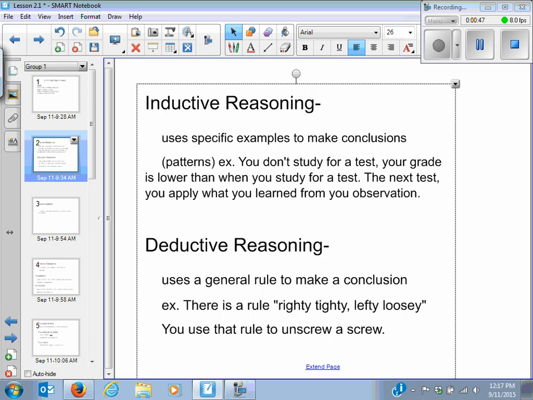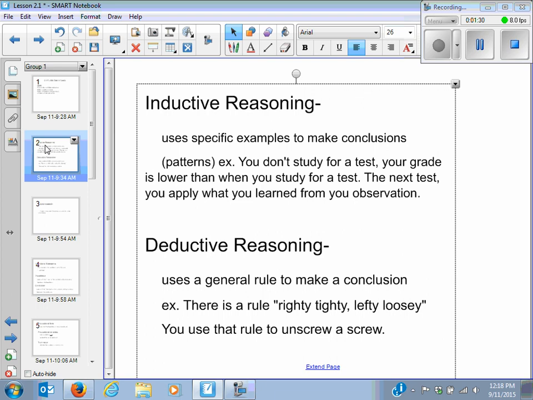All right, so inductive reasoning uses specific examples to make conclusions. So this is like patterns. So you study for a test. You don't study for a test. Your grade is lower than when you study. So the next test, you apply what you learned from your observation. So if you see that traffic is a lot better at 3 o'clock, and at 3:30 it gets really bad, then you go at 3 o'clock to help yourself out. That is inductive reasoning, where you're seeing a pattern and it's causing you to take an action because of something that you have observed.